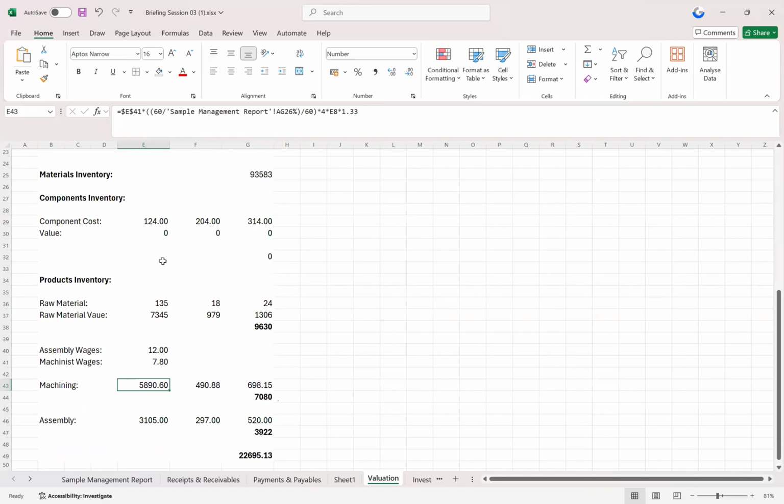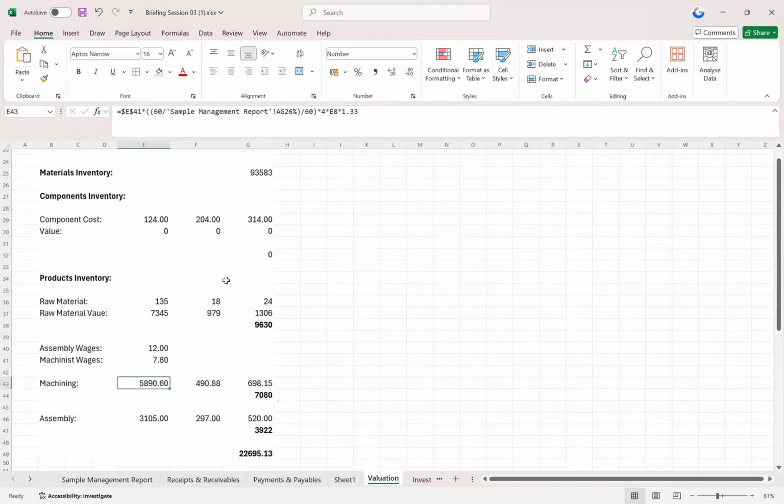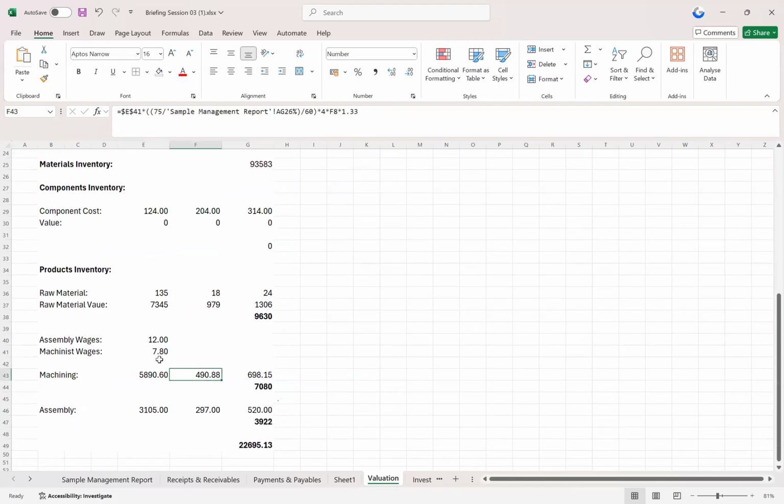You know these now: the wages multiplied by assembly time adjusted with the efficiency, converted into hours, again divided by 60 to convert minutes into hours, multiplied by 4, multiplied by E8. E8 is your quantity of total products, multiplied by 1.33. Why 1.33? Because of the shift premium, because I'm working in shift 2. Right, I get my machining wages 5890. Similarly, I have done it for product 2, and for product 3, I get 7080.